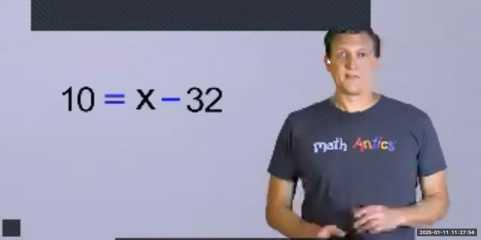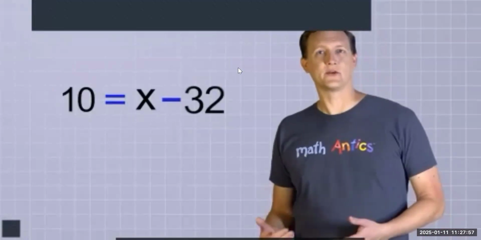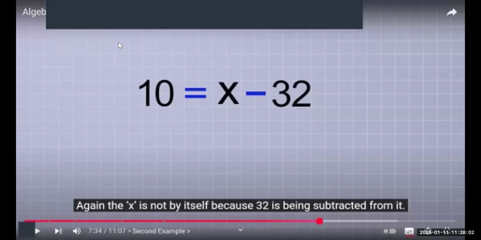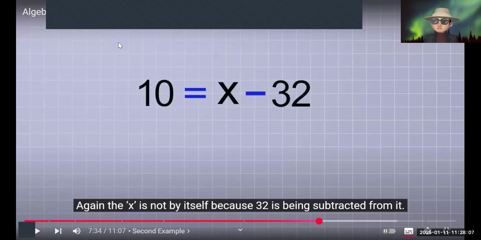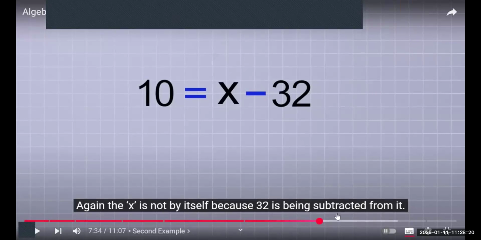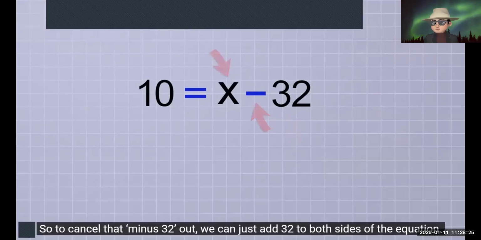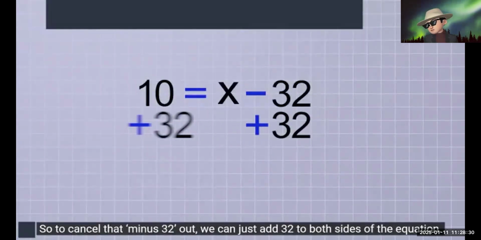Let's try another example like that. 10 equals x minus 32. So what are we going to do in this question? Everyone, what are we going to do in this question? We are going to add plus 32 to both sides. x is not by itself because 32 is being subtracted from it. So to cancel that minus 32 out, we can just add 32 to both sides of the equation.